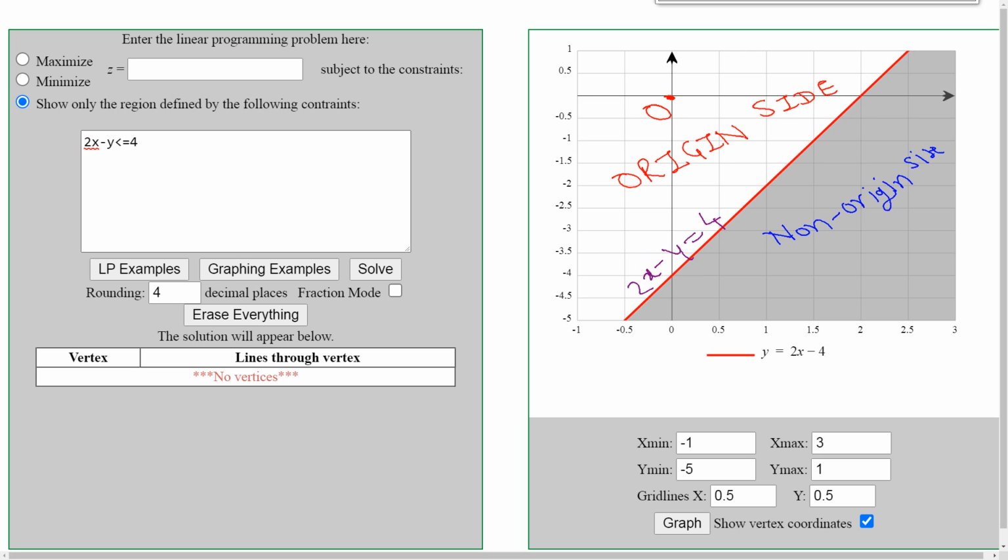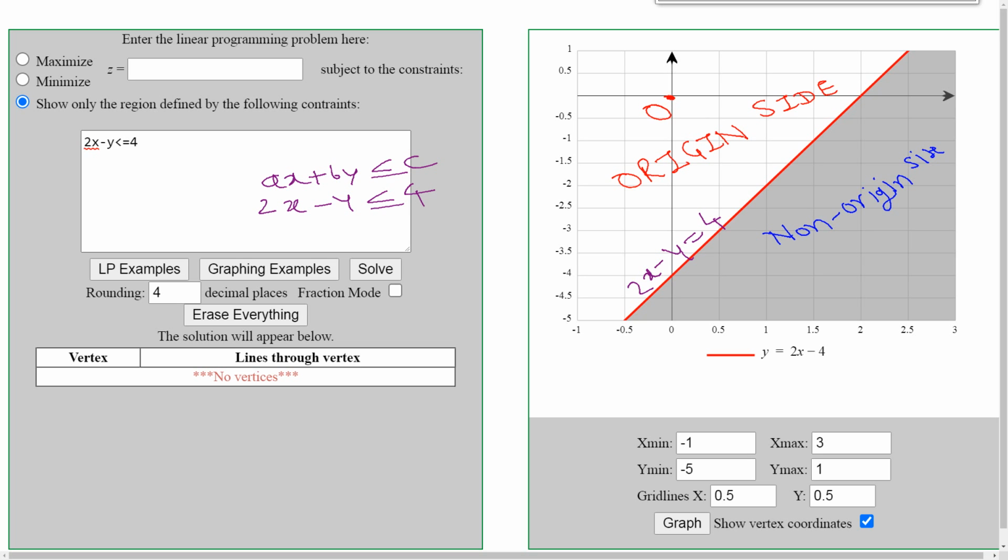So the answer lies in the fact that most of the times we will get either origin side or non-origin side as an answer. How to determine whether the origin side is the feasible region or is the required region? What we mean by feasible region is that it is the set of those points which satisfy the given inequality. In this case, we are considering the inequality 2x minus y is less equal to 4. So it is the set of all those points which will satisfy this inequality.